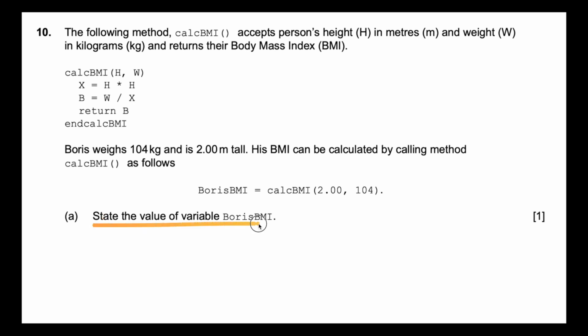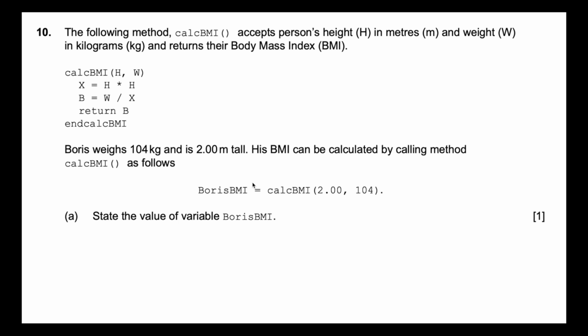So state the value of variable Baris BMI. Basically, we calculated 26 that gets stored in Baris BMI, and our answer is 26. So that one, we just kind of have to trace the value, or we have to trace our return value from Baris BMI. We're given some parameters, and we need to figure out what the output is.